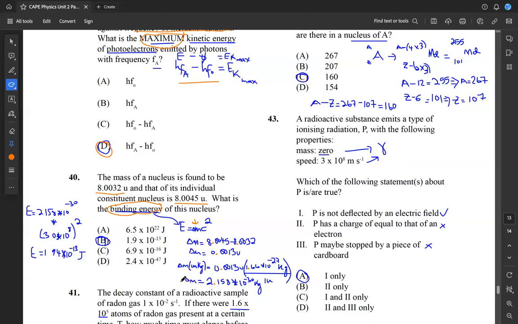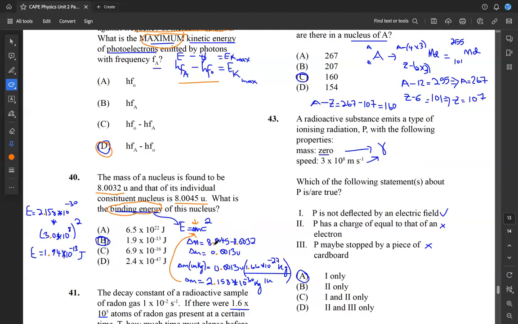All we have to do now is plug this delta M back into this Einstein equation. So E is equal to delta M, which is 2.158 times 10 to the negative 30, multiplied by the speed of light squared. So we do 3.0 times 10 to the 8, squared, times this delta M, and we come out with energy being equal to 1.94 times 10 to the negative 13 joules, and that's just B. Okay? So that's how we got B as our answer here.